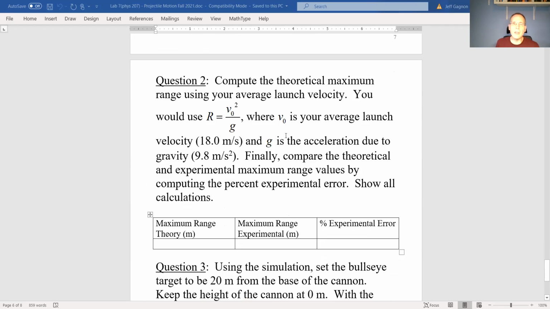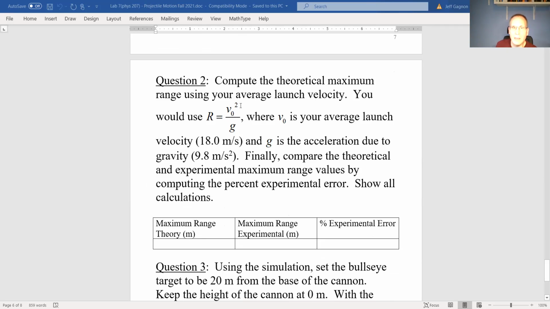Then the next question is very similar to what we just did, but comparing the ranges now. So max range theory, you have to compute it, you have to calculate it. Now, for the simulation, I'll show you this in a second, we're going to use specific values. We're going to set the launch velocity, initial launch velocity, to be 18. So you just want to plug in 18 here, square it. And then remember, it's SI units, so gravity is 9.8 meters per second squared.